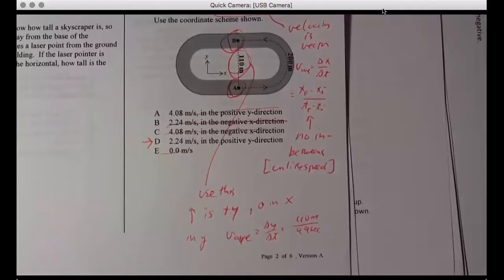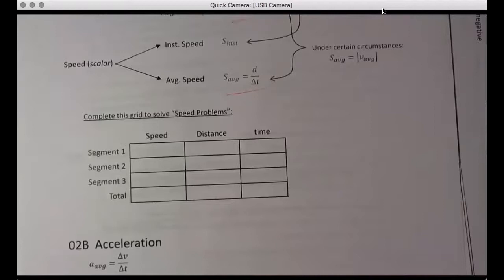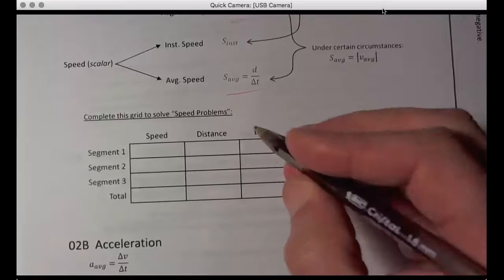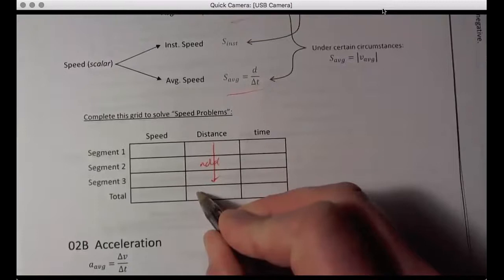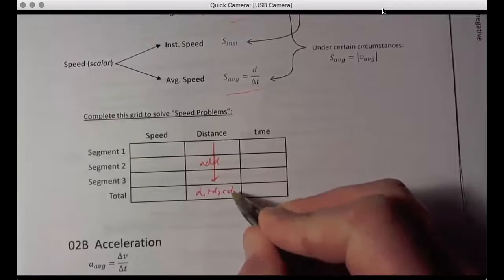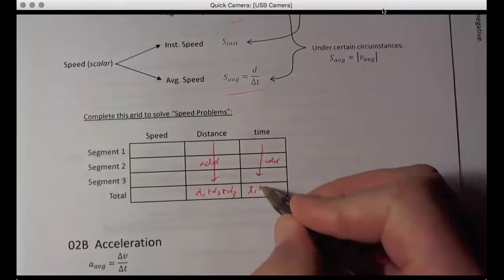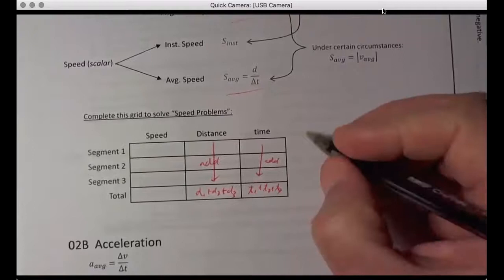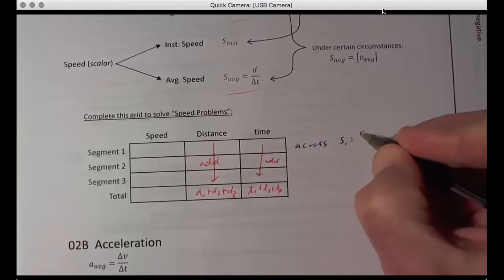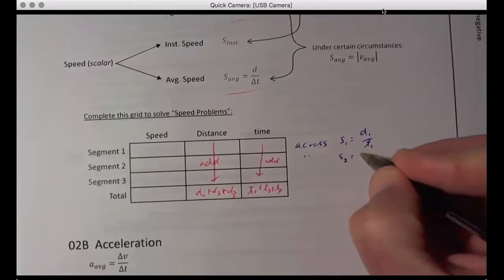Okay, now that was a couple of examples of this chart. Average acceleration. So while we're here with the chart, these add. So this is D1 plus D2 plus D3. And these also add: T1 plus T2 plus T3. But you also get across this way, S1 is equal to D1 over T1, S2 is equal to D2 over T2.